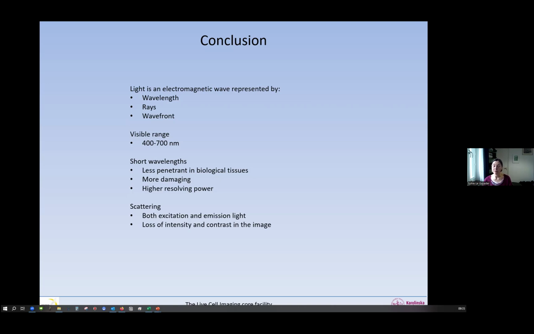Scattering is a problem in microscopy for both the excitation and the emission light. As the light is scattered, we lose intensity and we lose contrast in the images, which are things that we do not want. So we want to try and make a sample that is not scattering, and we will talk about this later in the course.